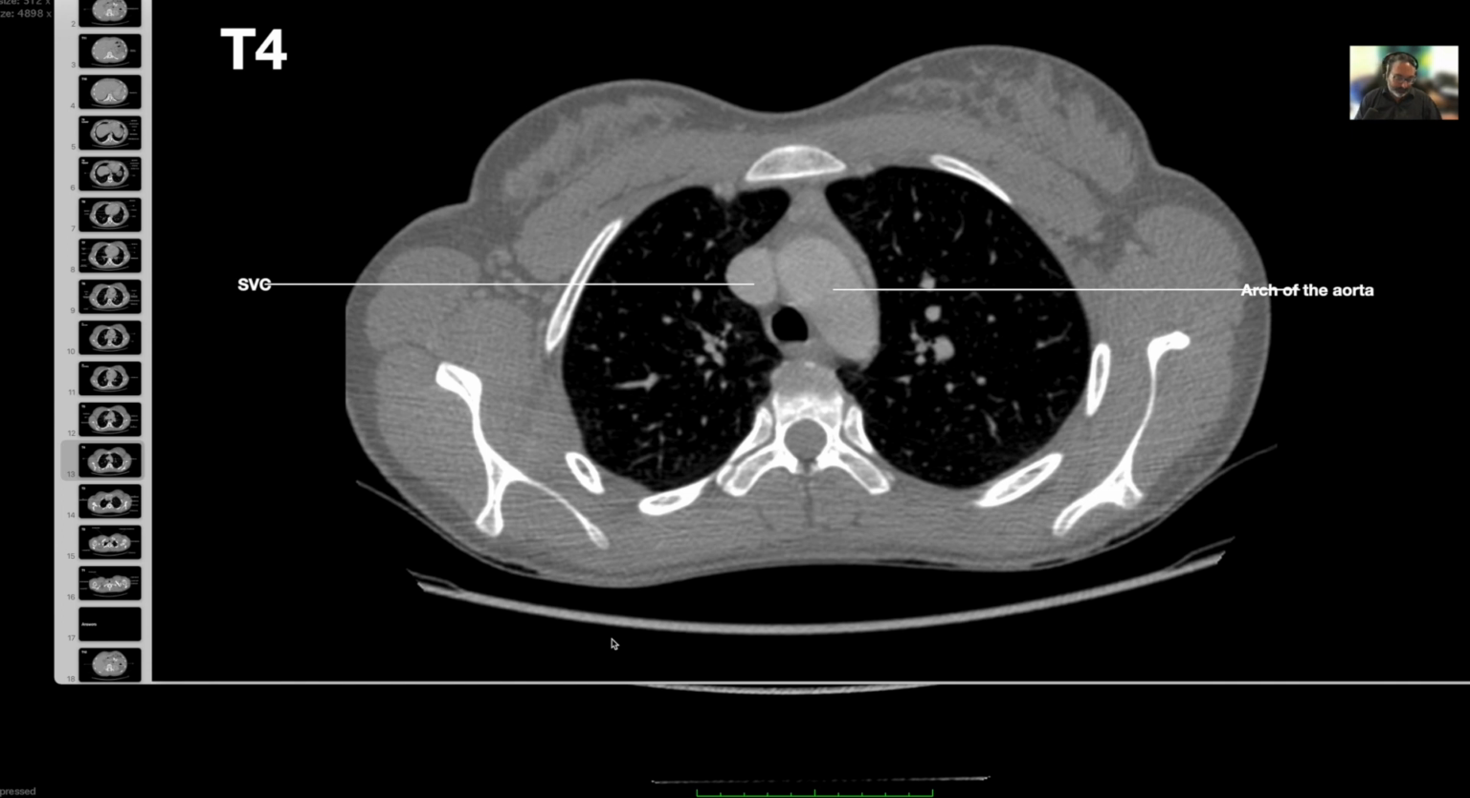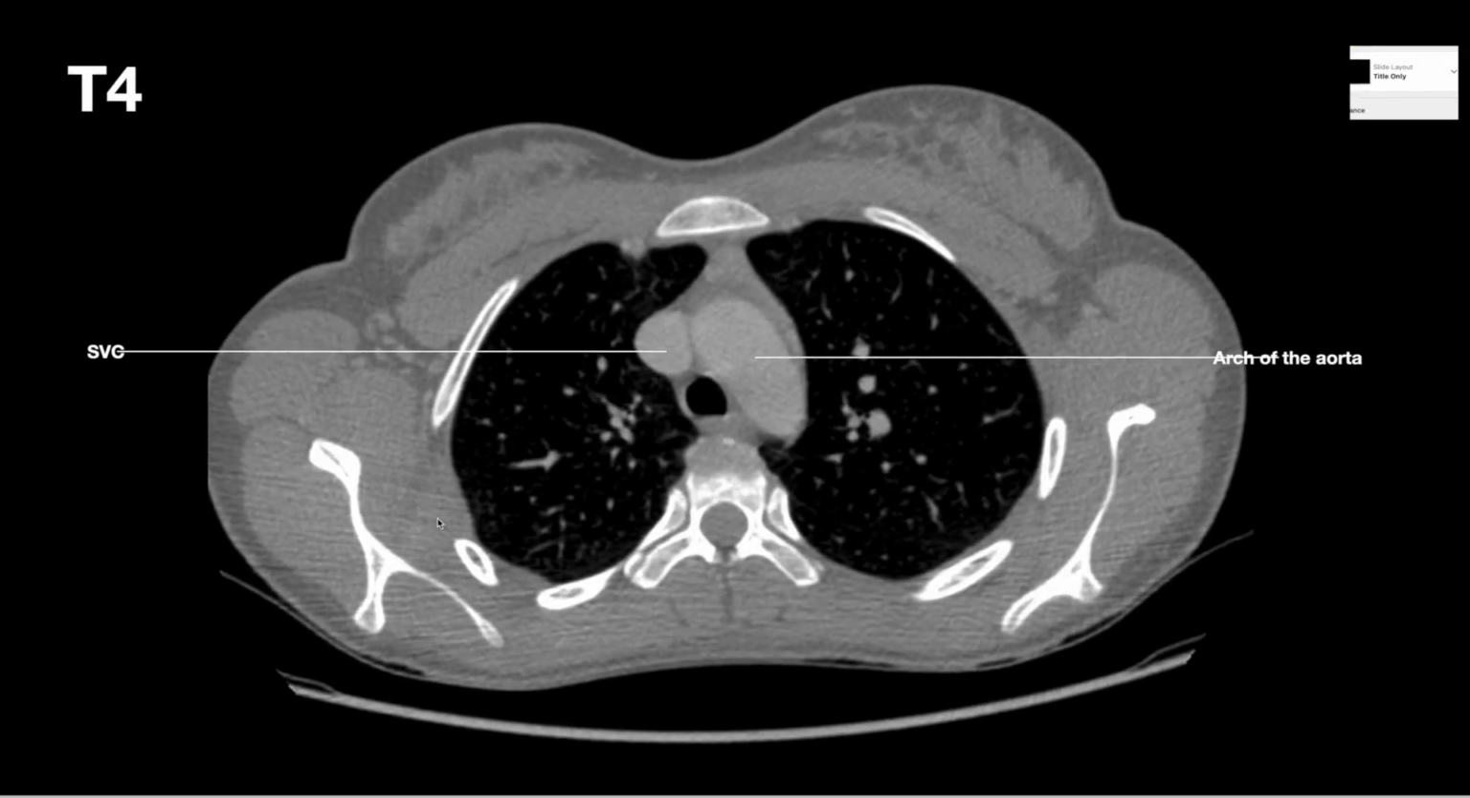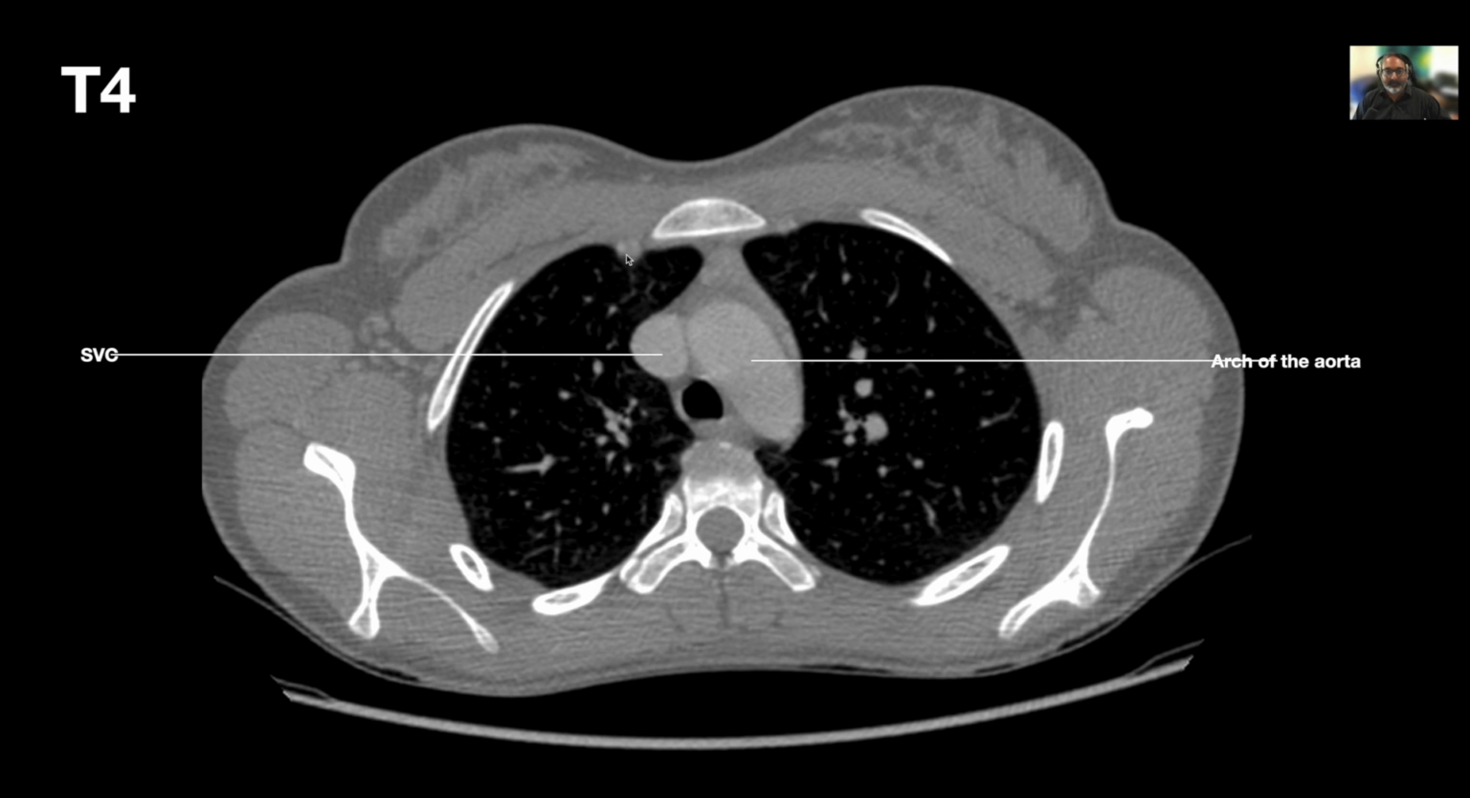And internal thoracic. Oh no, I missed those in the quiz. So, can you tell the internal thoracic vessels in this level? Yeah, I would go left and right of the vertebral. Yep. That's the artery and that's the vein. Internal thoracic artery and the vein.